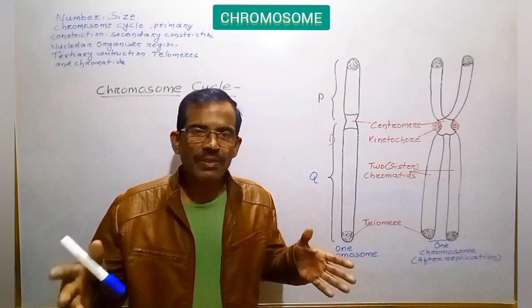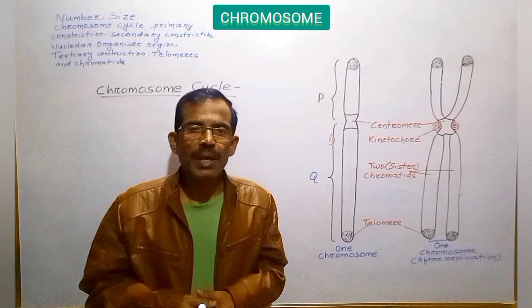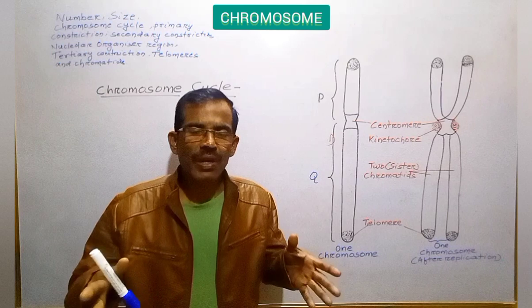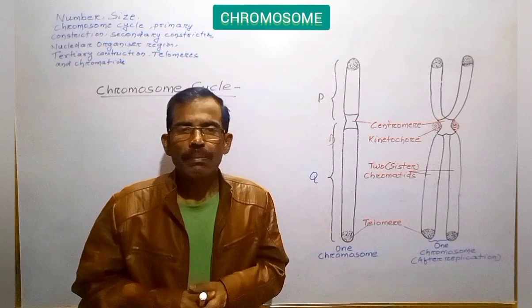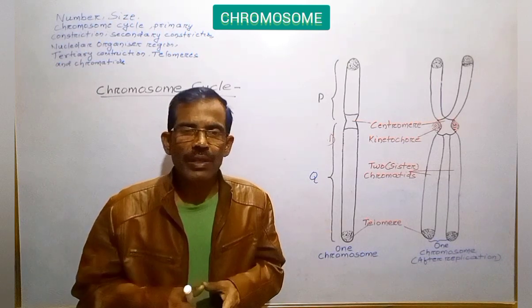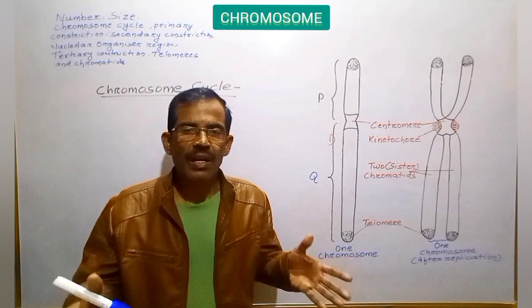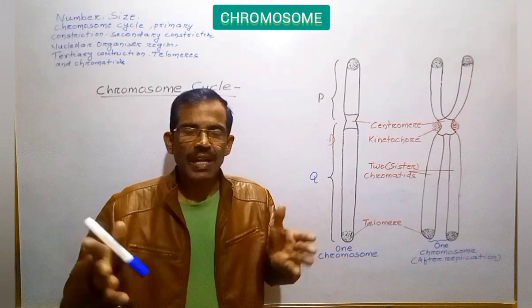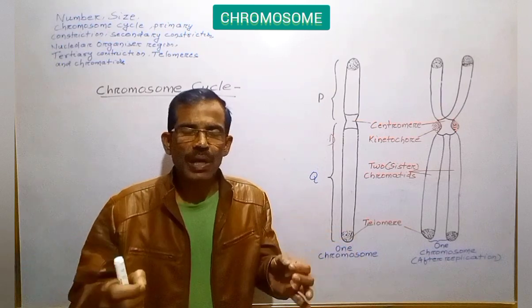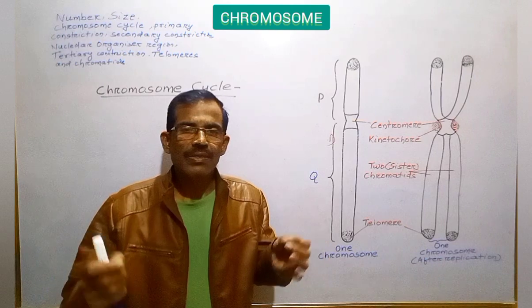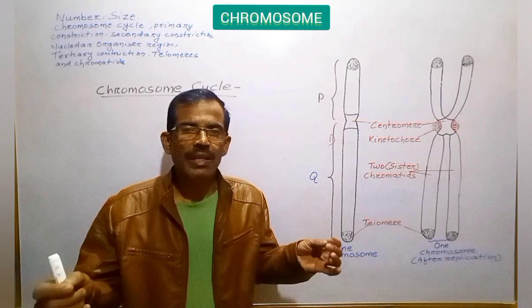After further condensation, chromosomes appear as compact rod-like structures in metaphase and anaphase. But again during telophase, due to uncoiling, thread-like structures are again seen. The cyclic change in the shape and size of the chromosome during the cell cycle is known as the chromosome cycle.